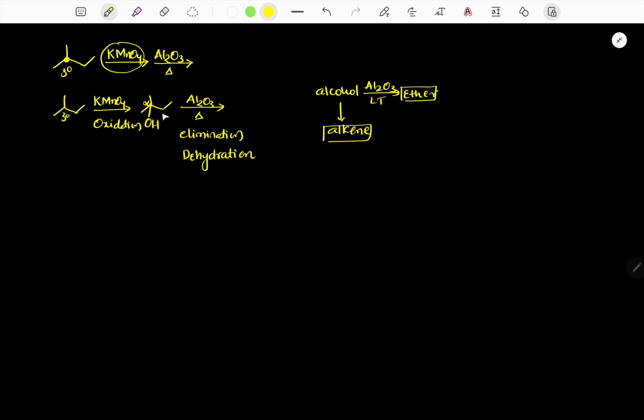It is an alpha carbon, it is a beta carbon, it is a beta carbon. Therefore we get two types of alkenes, one alkene like this and another alkene like this. So you get two alkenes, and among these two, it is the stable alkene. It is the stable alkene, therefore it is the major product.